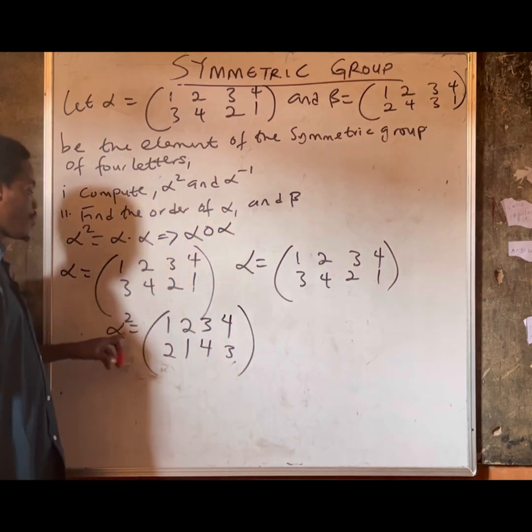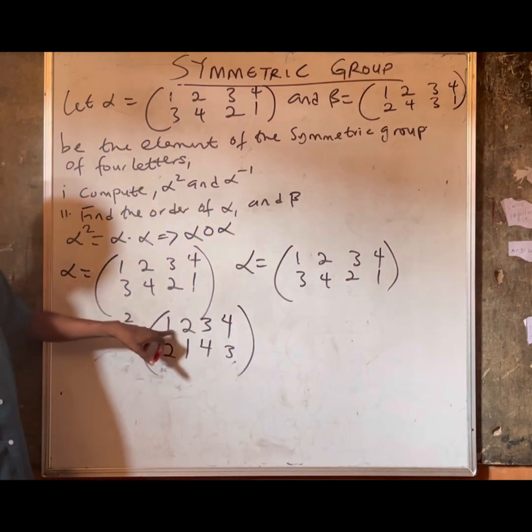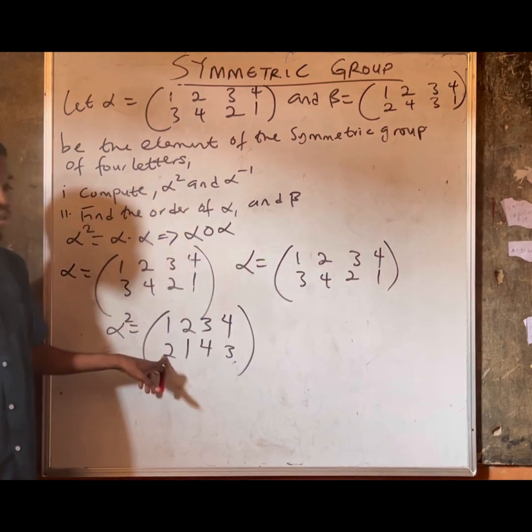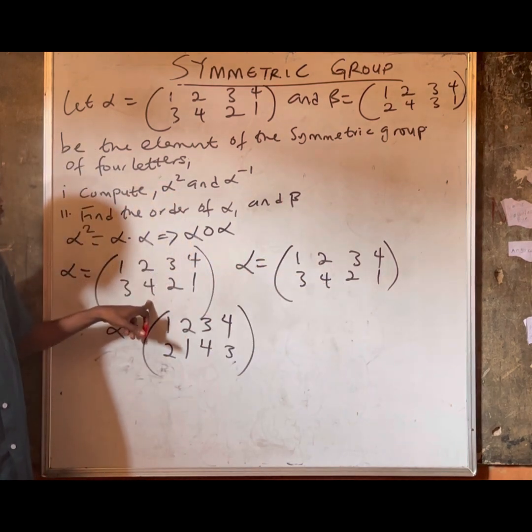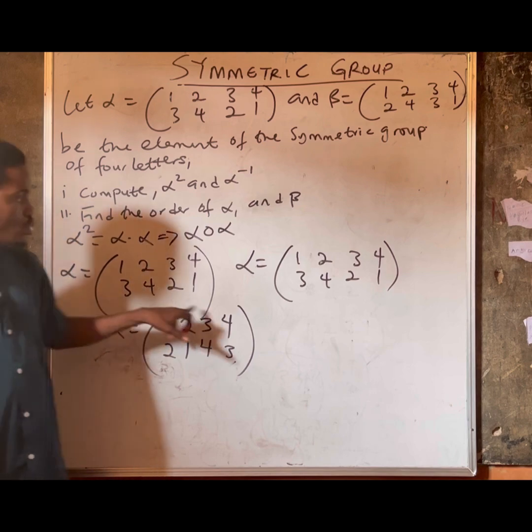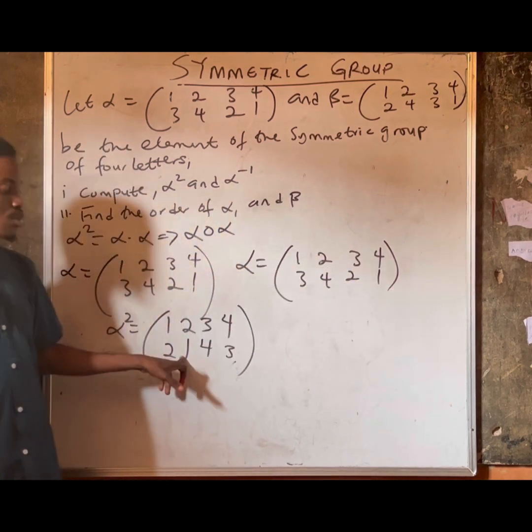So it means alpha square, because 1 is mapped to 3, what do we have under 3? Under 3 we have 2. That's why we have 2 here. 2 is mapped to 4, so we have to write our 2, then under 2 here, what do we have? We have 4. We have to go to the 4, we have 1. That's why we have 1.